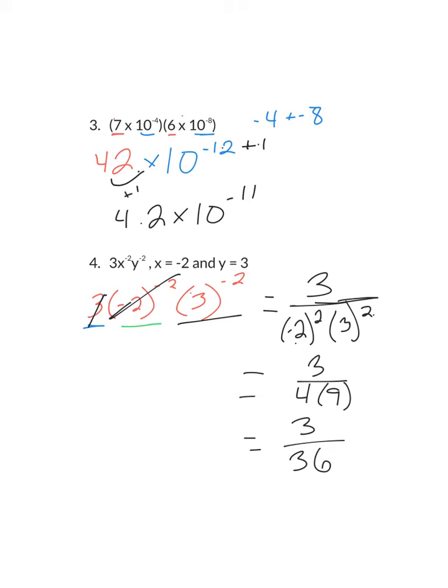I have to simplify this. 3 goes into 36 12 times. So the 12 is on the bottom, 1 is left. Again, 3 goes into 36 12 times. There's a 1 left there. So this is 1/12.